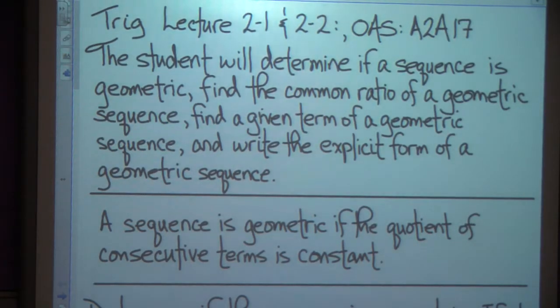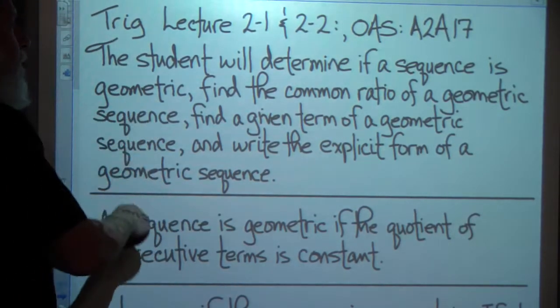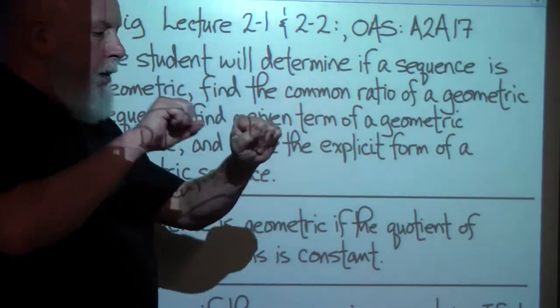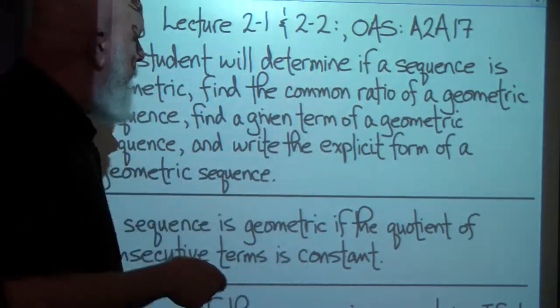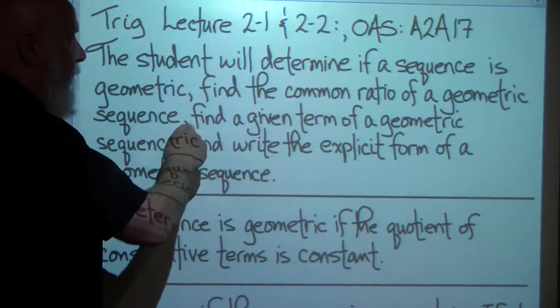All right, looks like today we're going to be doing Trig, lecture 2.1 and 2.2, that's OAS 2A, A2, A17, and the student will determine if a sequence is geometric. And remember, a sequence, when we did that with arithmetic, is just a bunch of numbers in a row with commas in between them that have a pattern to them. And so we're going to determine if a sequence is geometric. I'll show you how to do that.